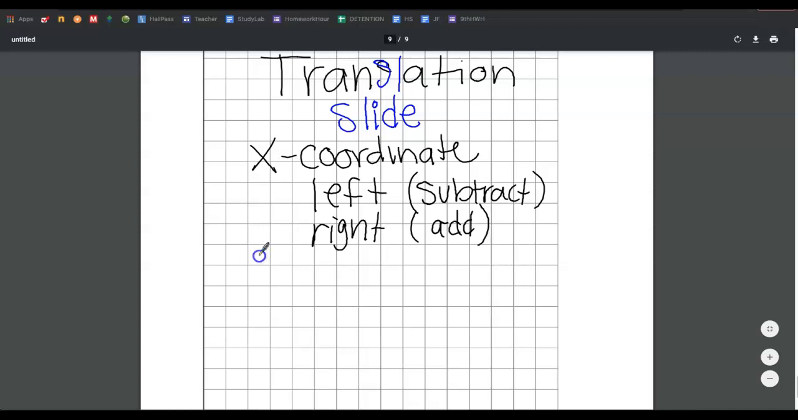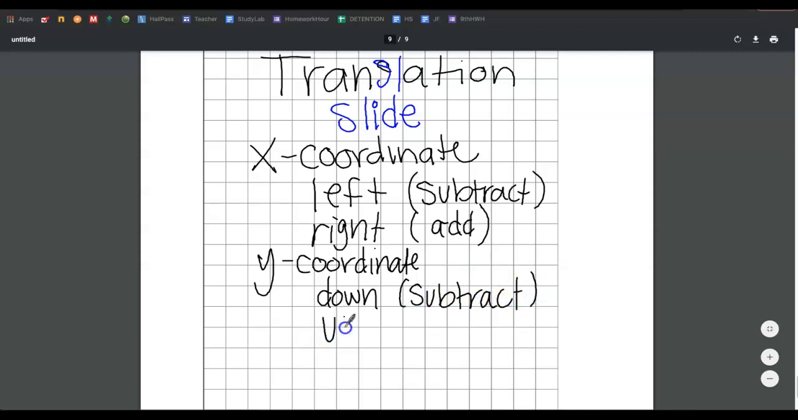Okay, then we also have our y coordinate. And what directions does our y coordinate move, or our y's? Up and down. Okay, so if I move down, that's going to subtract, and if I move up, that's going to add. Good.